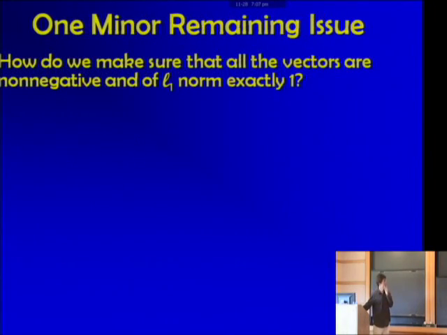Okay, so there's one remaining issue, which is how to make sure that the vectors are really of L1 norm 1. I cheated a bit because when there's distortion, the vectors might be a bit shorter, and also how do you make sure they're non-negative, which maybe seems like a more serious issue. But it turns out it's surprisingly easy to deal with both issues.